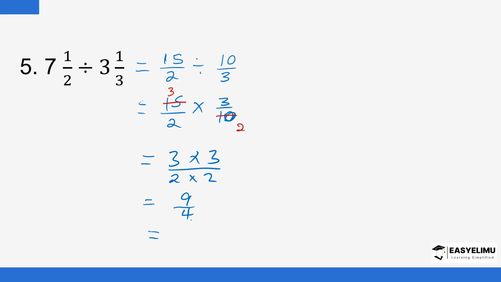And if you do that, you have to change this to a mixed number, which is now going to be 2 and 1 over 4. Again, if you're having trouble with how to change improper fractions to mixed numbers, you can possibly check from our previous videos on conversion of improper fractions to mixed numbers. You'll be able to see how that is done.